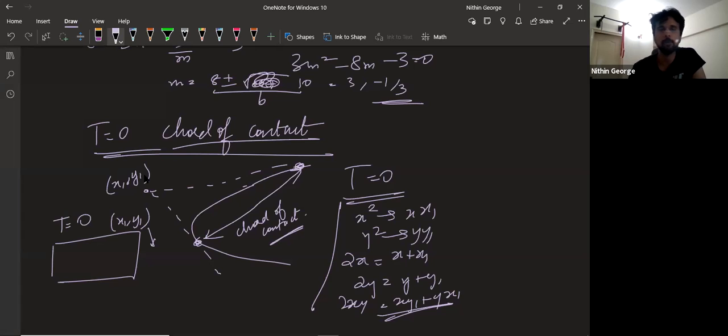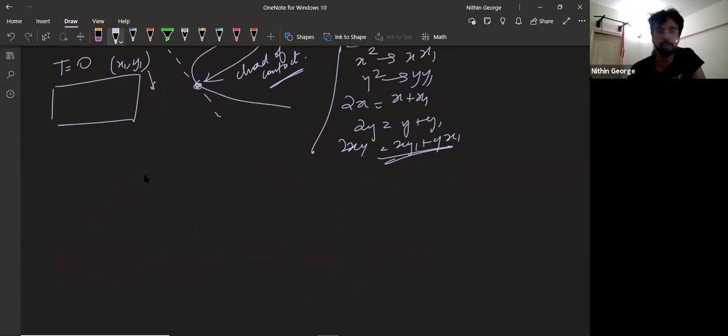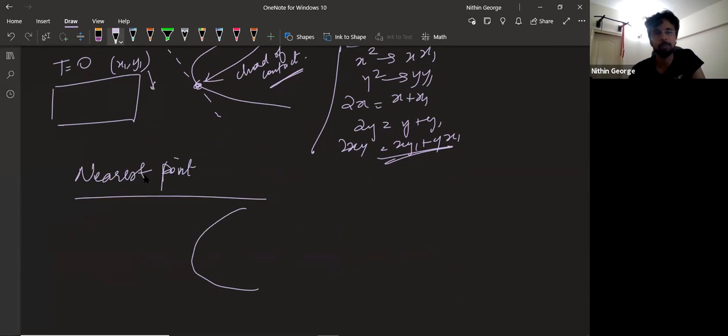So how do you answer questions to find the nearest point? Suppose some line is given to you, and you are asked to find the point on the curve that is nearest to the line. What would you do? I'll tell you the steps, and you can solve it on your own. You find the tangent with the same slope.